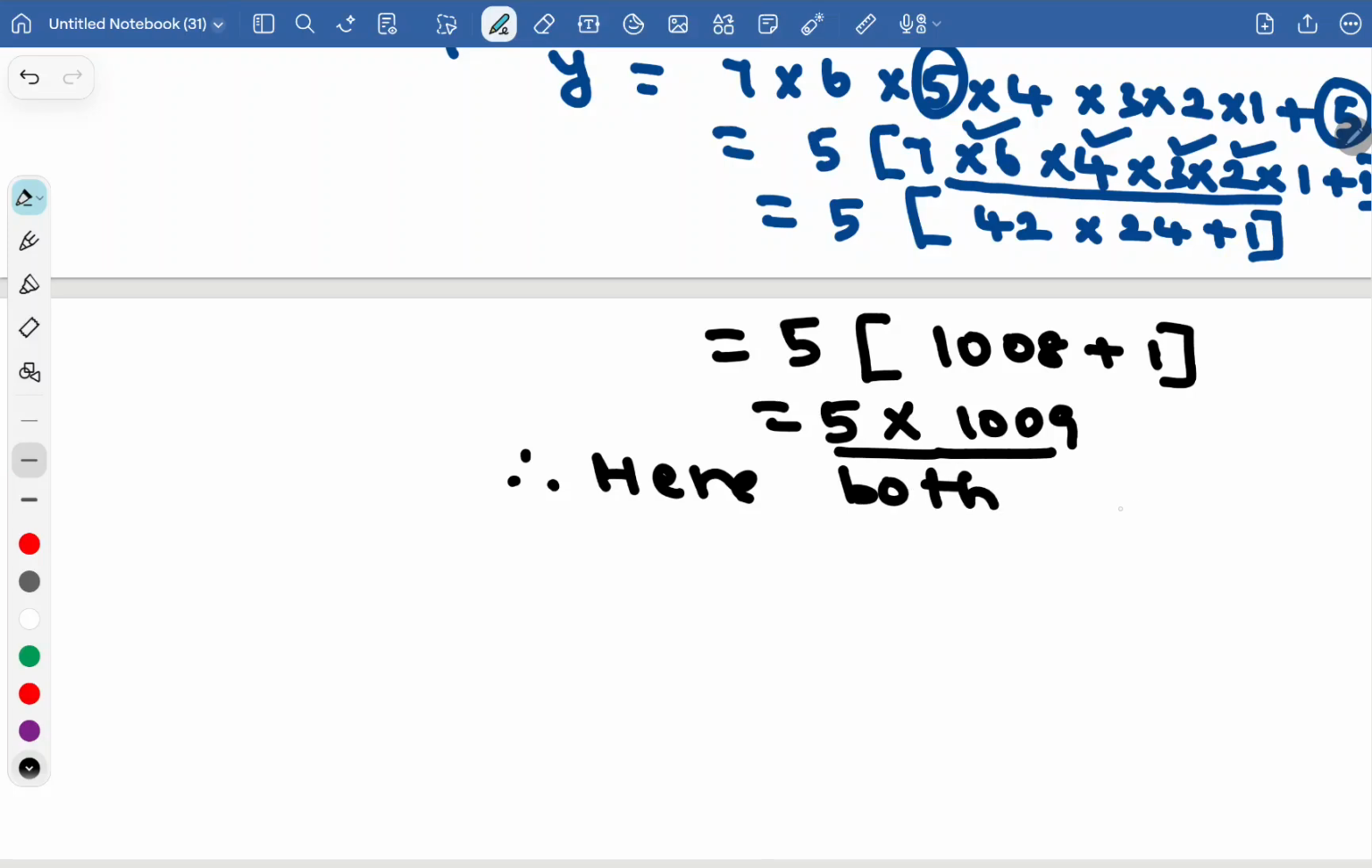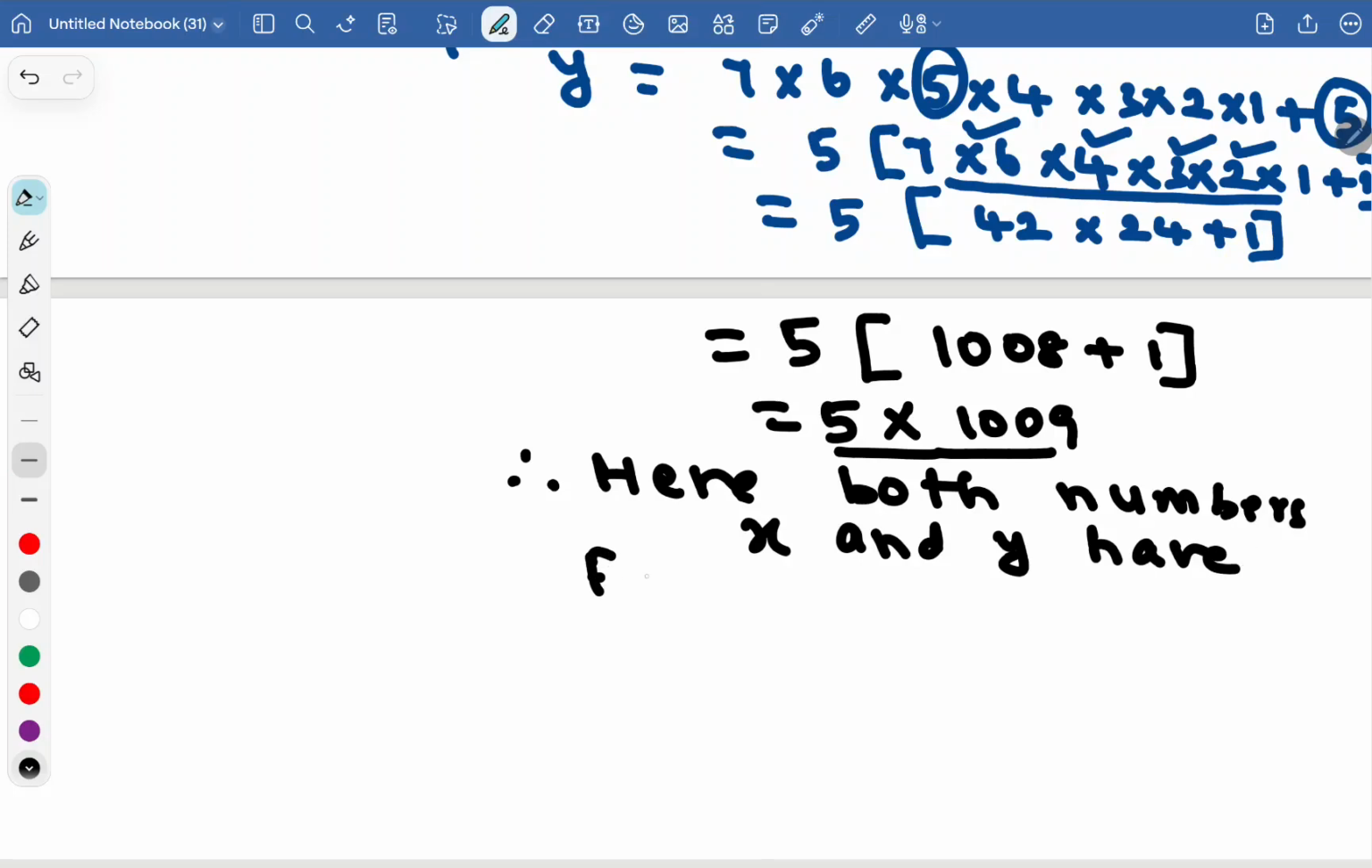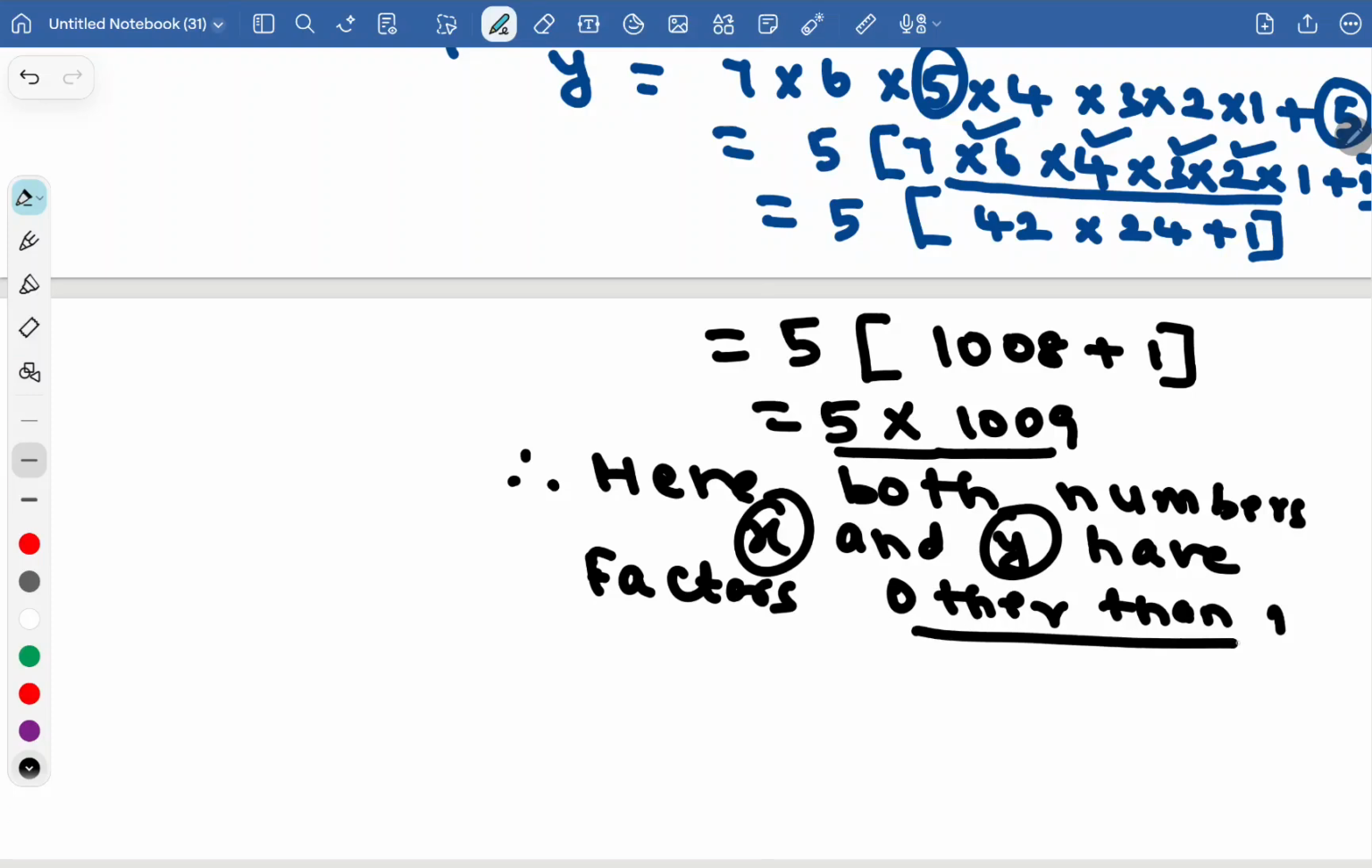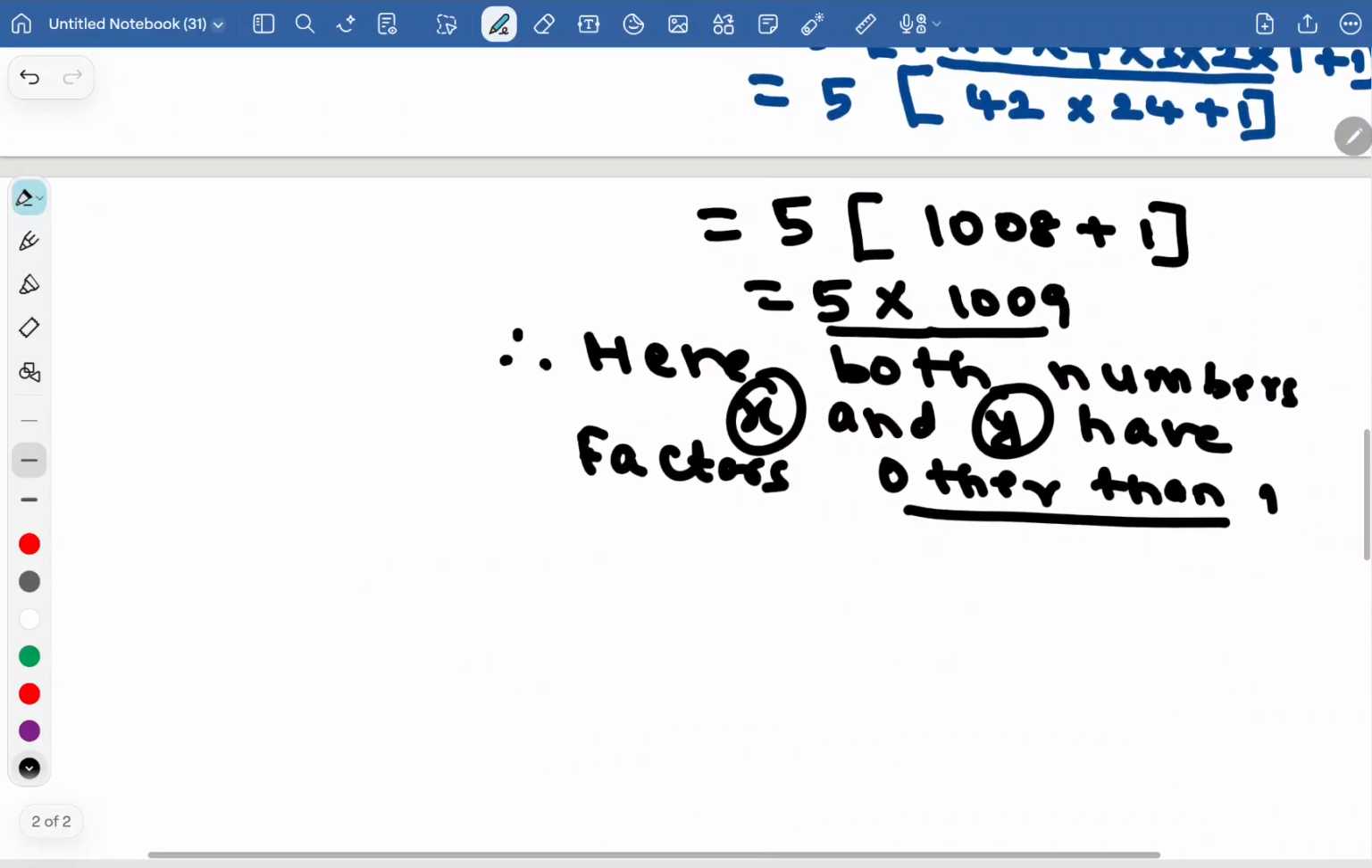Therefore, both numbers x and y have factors other than 1. That is the same information. A prime number has only the number itself as well as 1. But here both numbers x and y have factors other than 1, meaning more than 2 factors.